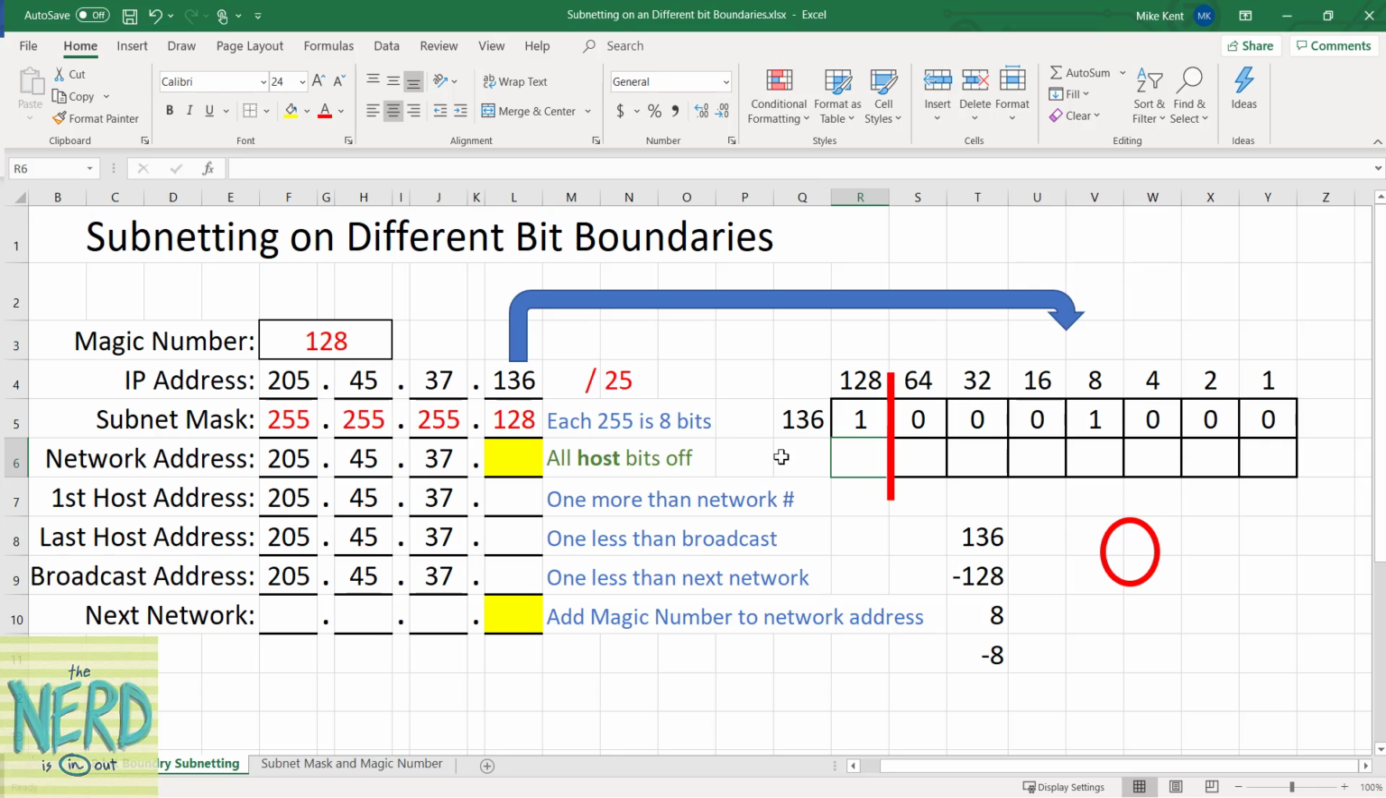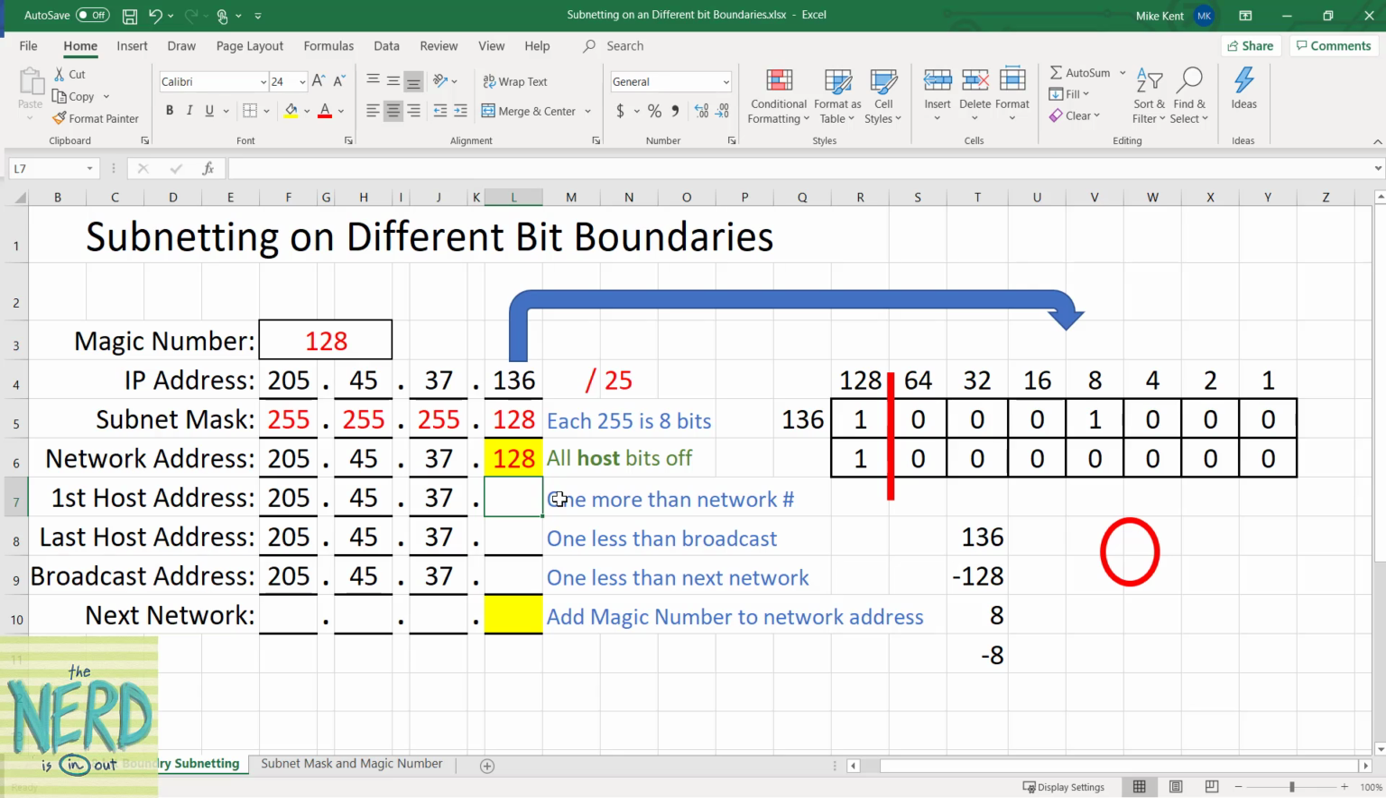So to get the network number, I zero all of these out. All the host bits are going to zero out, and we bring the network bits down, which happens to be a 1. So that means we're on network 128. So also a coincidence in this example. I'm on network 128.